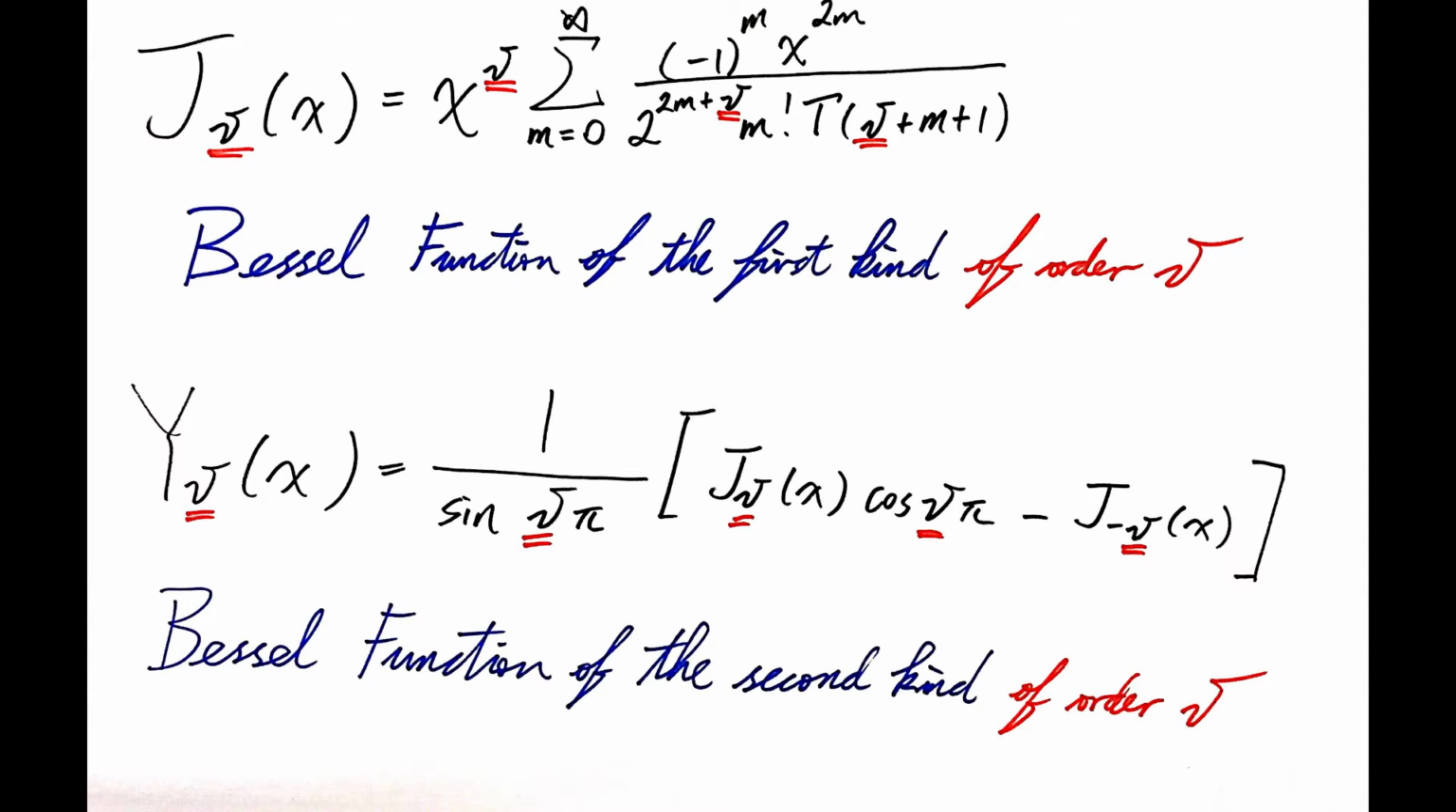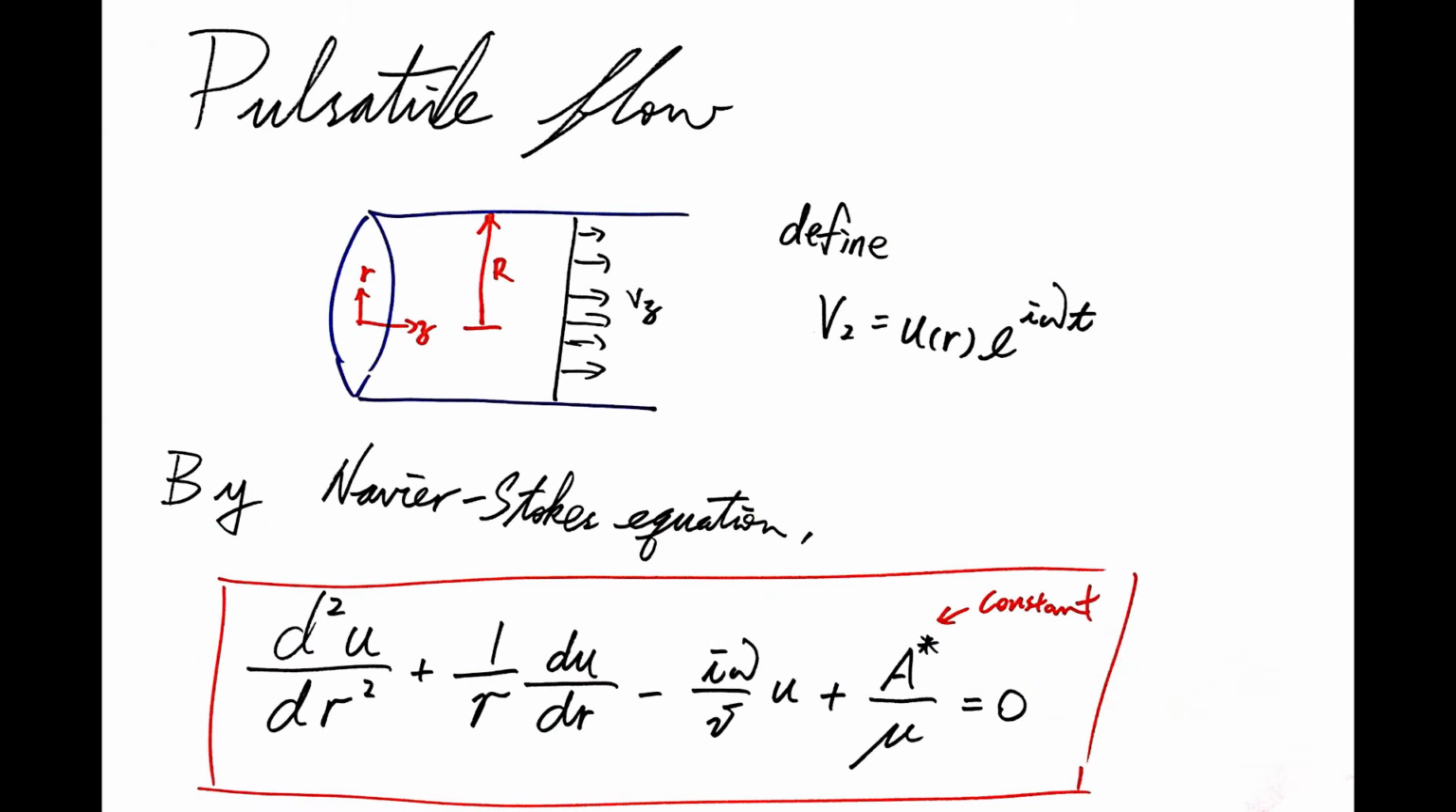J nu of x is the Bessel function of the first kind of order nu, and Y nu of x is the Bessel function of the second kind of order nu. In fluid mechanics, when we are dealing with the velocity distribution of projectile flow in a cylindrical channel, using the Navier-Stokes equation in cylindrical coordinates, this equation will appear eventually.